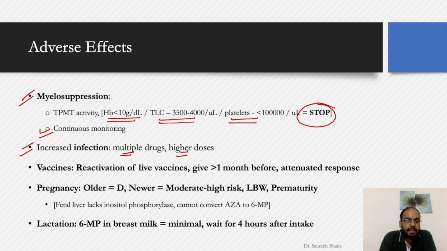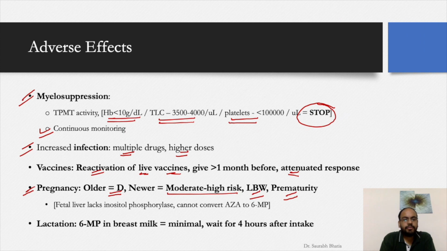Now, in vaccines, remember that live vaccines can show reactivation. It's better to give those live vaccines before 1 month of starting azathioprine. That means the gap between live vaccines initially followed by azathioprine should be more than 1 week. The other types of vaccines, including subunit vaccines, may show an attenuated response because the immunity is not working optimally. In pregnancy, I've already mentioned that the category is D, which is the older, and the newer is moderate to high risk in third trimester, and it has been linked to low birth weight and prematurity in patients who were taking azathioprine during pregnancy.